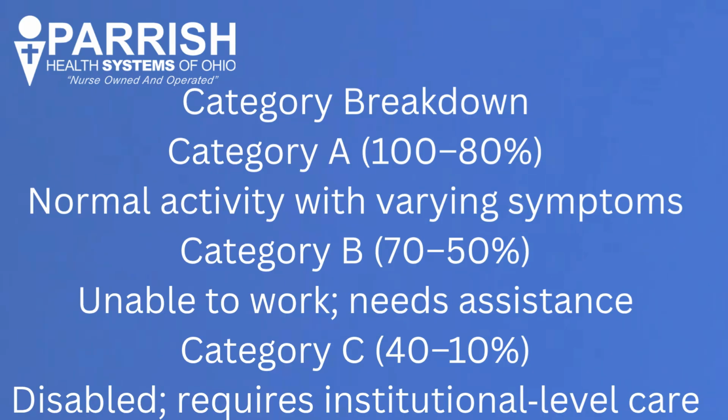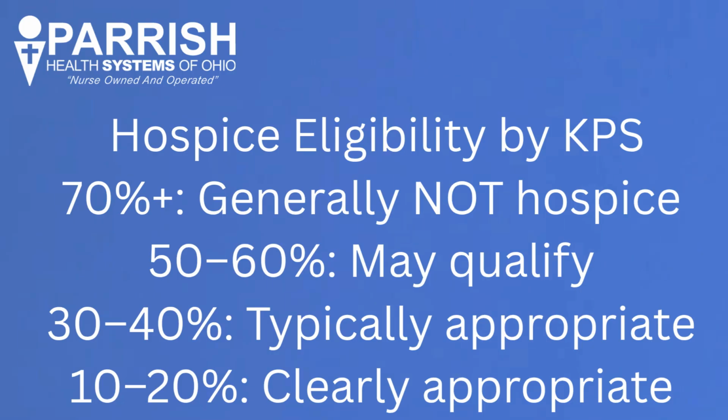The category breakdown groups patients by functional status to guide scoring and eligibility decisions. Category A, 100 to 80%, includes individuals who maintain normal activity but may have varying symptoms. Category B, 70 to 50%, reflects patients who are unable to work and require assistance with daily tasks. Category C, 40 to 10%, represents those who are significantly disabled and often need institutional-level care due to extensive functional limitations. Hospice eligibility based on KPS follows predictable functional patterns.